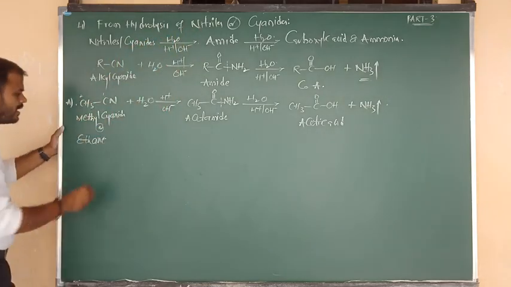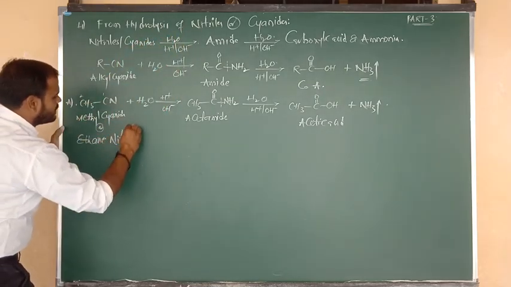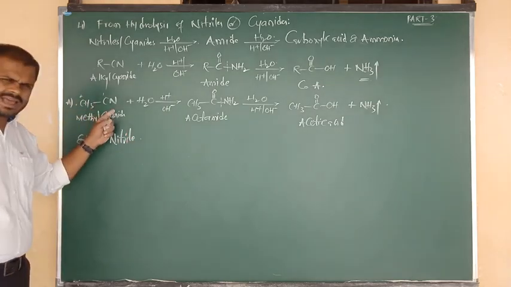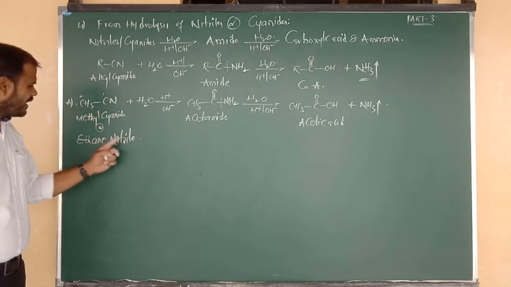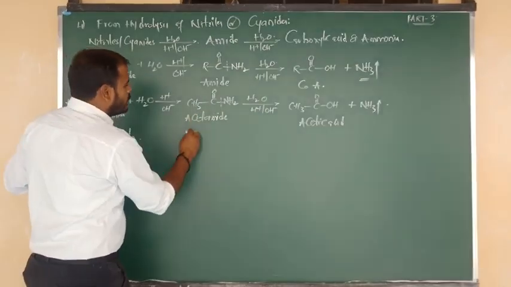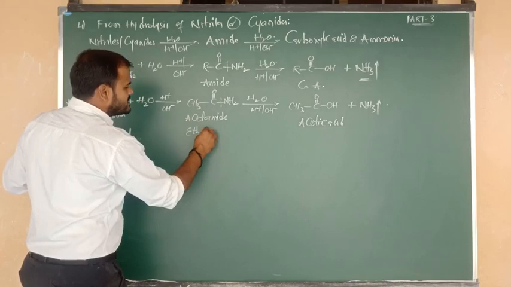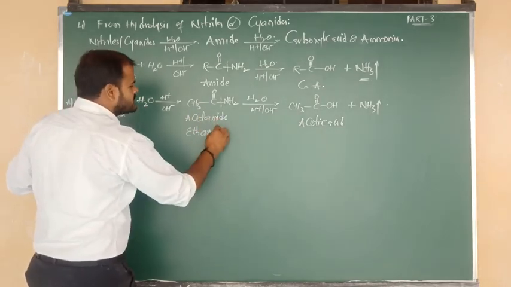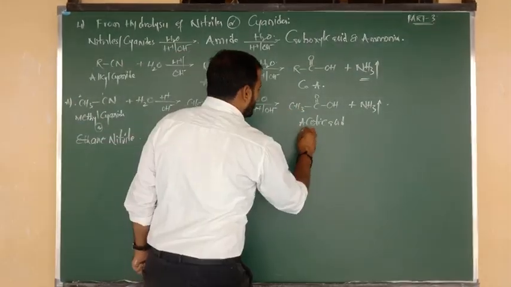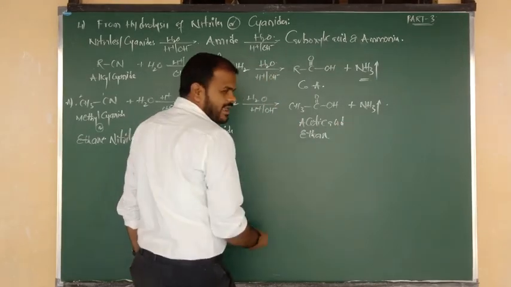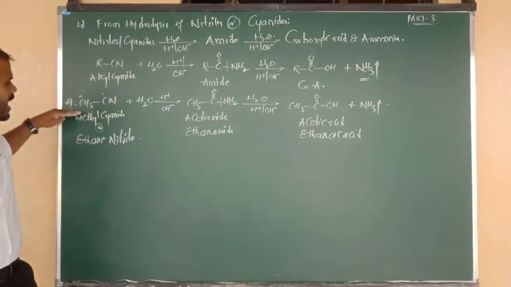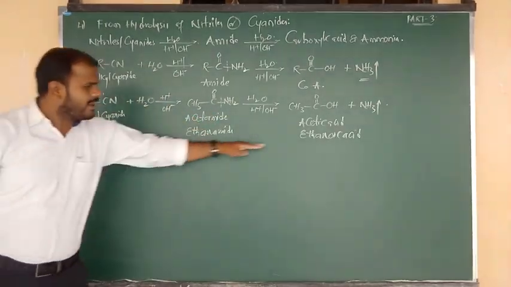The IUPAC name of methyl cyanide is ethane nitrile. You should remember both the names along with the formula. The intermediate: two carbons is eth, single bond is ane, and the functional group is amide, so we say ethanamide. Again two carbons is eth, single bond is ane, and the functional group is acid, so we say ethanoic acid. First I have written their common names, and next I have written their IUPAC names.